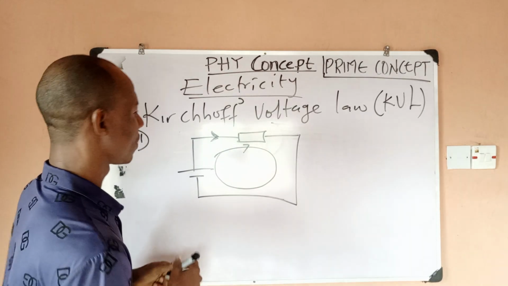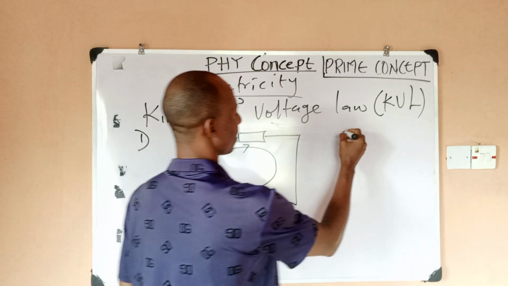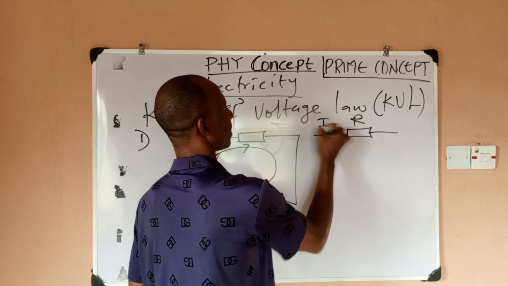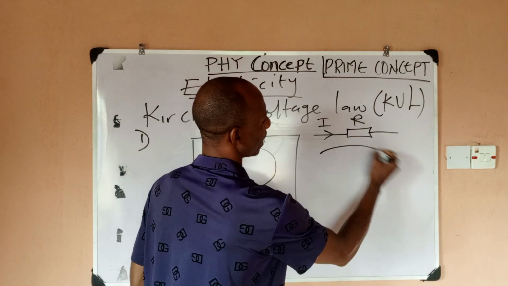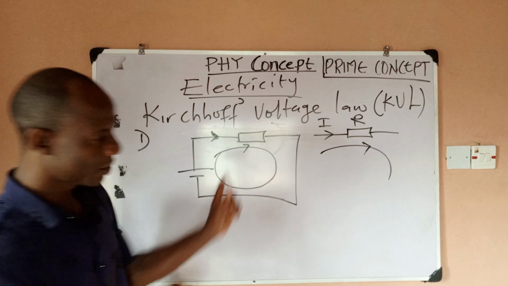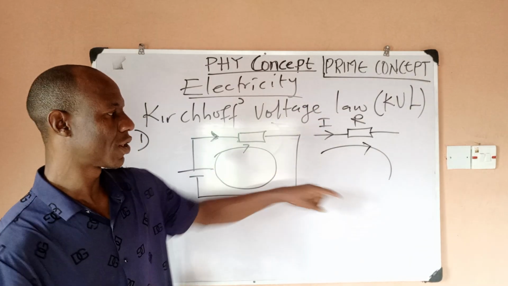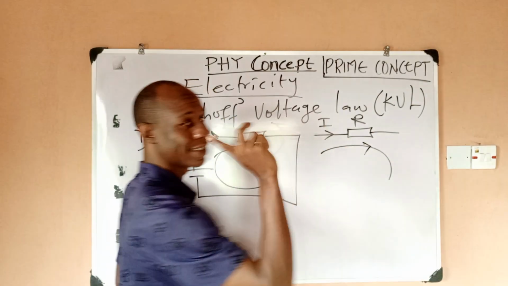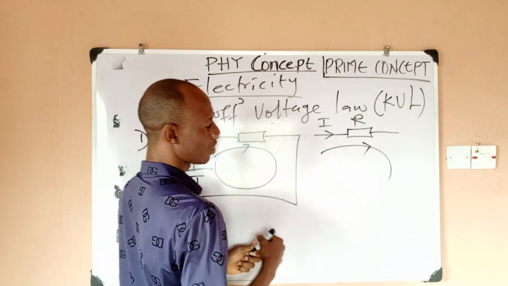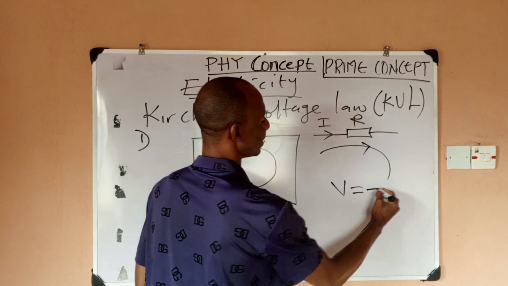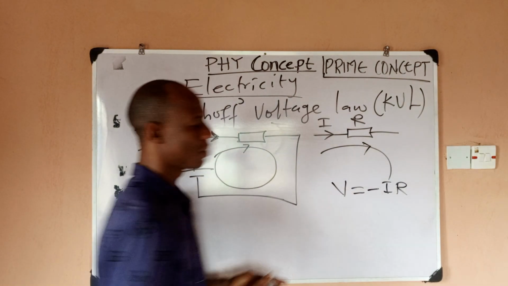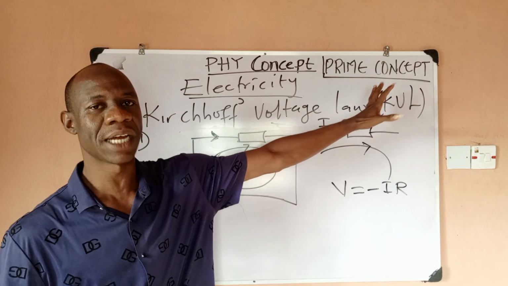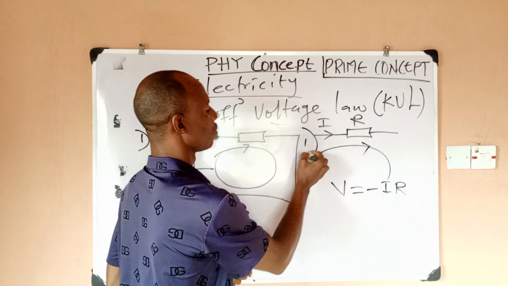What do we mean by that? Say we have a simple circuit element like this. This is our R, and this is the current I flowing through it. If my loop direction is like this, which is clockwise, my current is also moving in the same direction. So it means that the voltage drop here, V, is going to be negative IR. My voltage drop is negative because the loop and the current are in the same direction. So this is one rule you need to know.